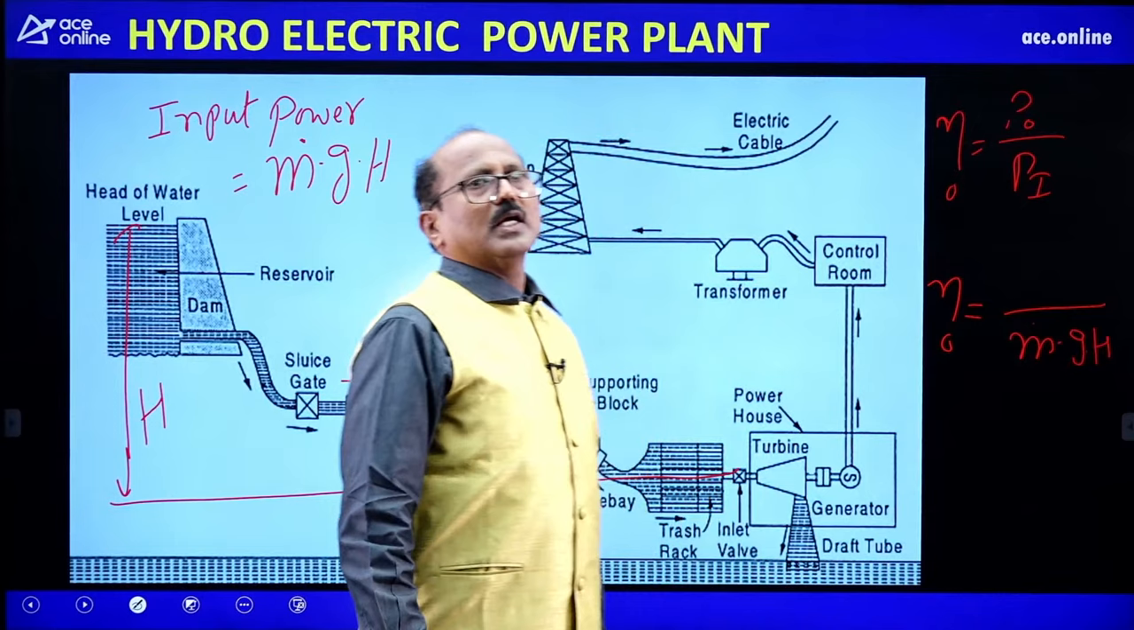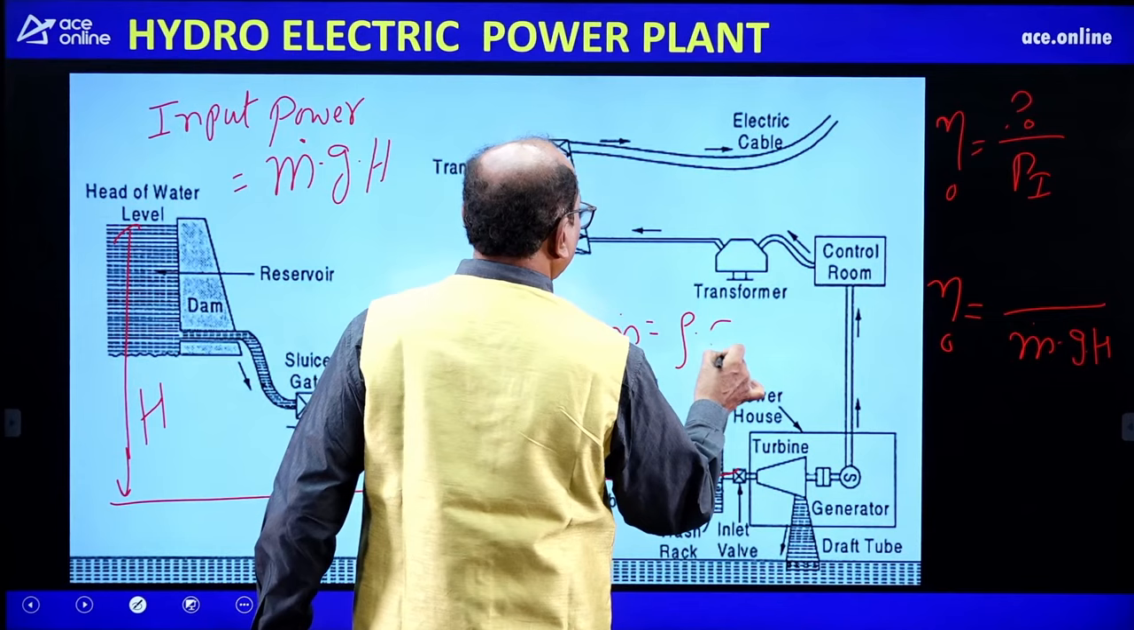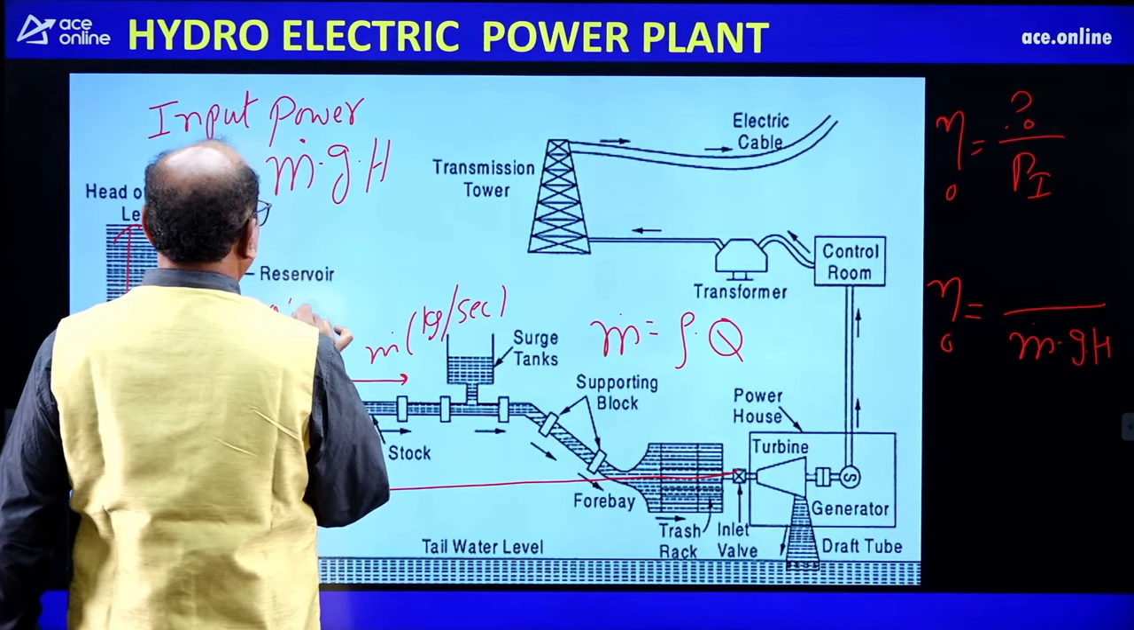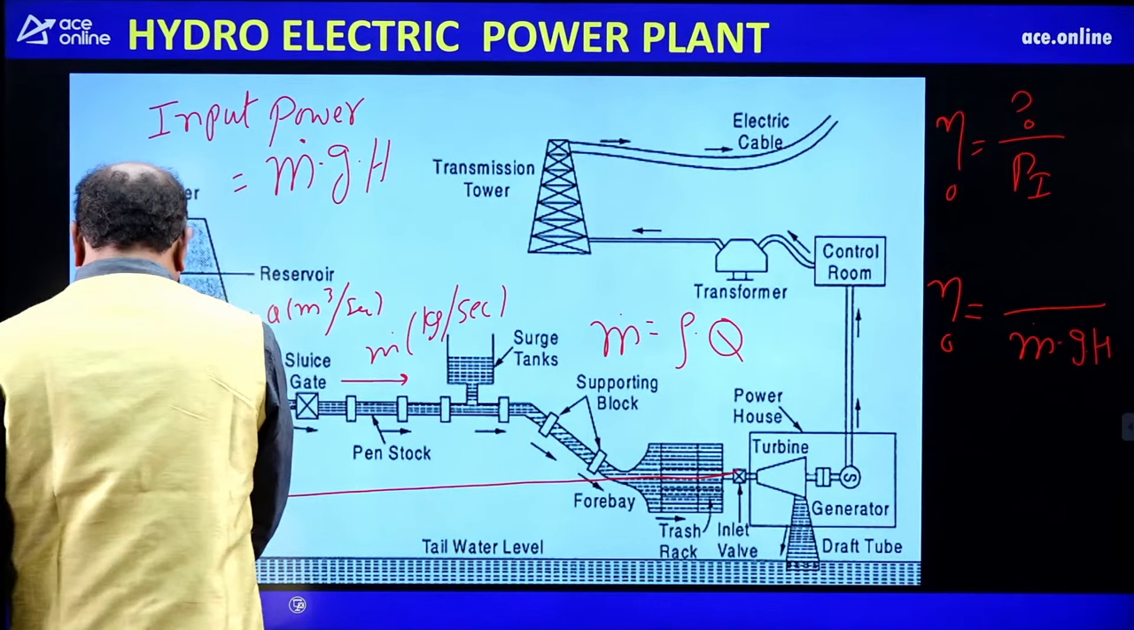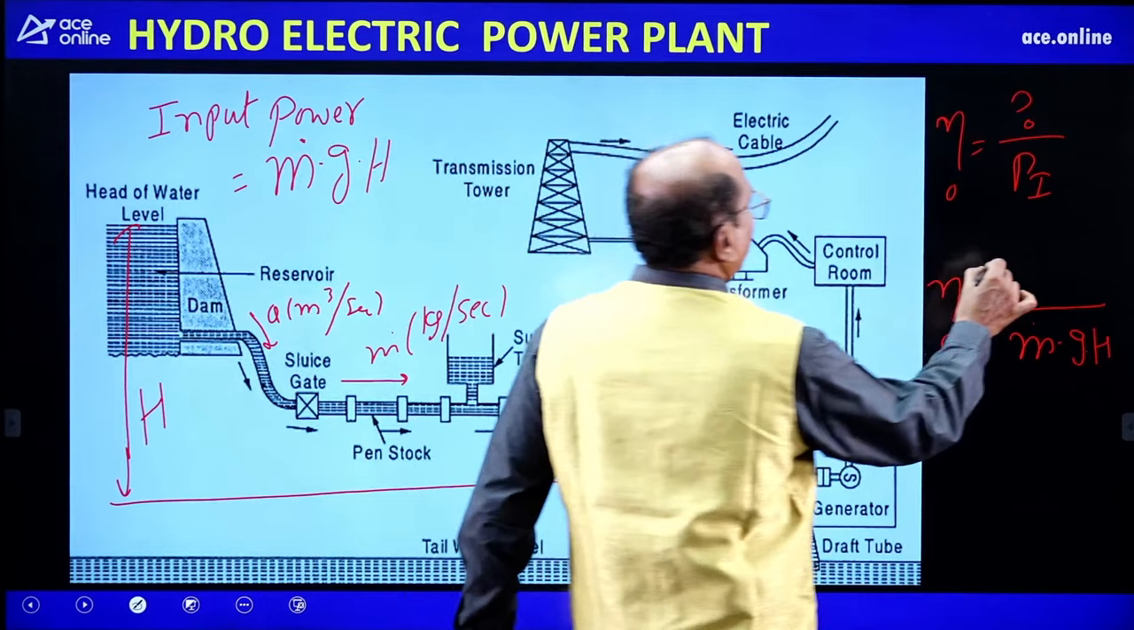That can be converted into mass density of the water into discharge. Q is called discharge. The water flow in this is Q, volumetric, meter cube per second. I'm sure people will get a question this time. Power generation, how much? This is called output power, okay?